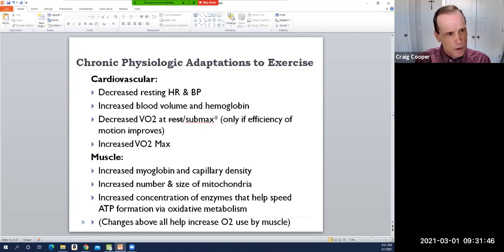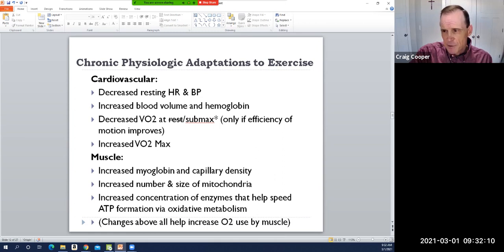So your VO2 shouldn't change at rest unless your body size changed. If I got a lot bigger, then I would need more oxygen at rest. If I lost a lot of weight, then I would need less oxygen at rest. If I lost 50 pounds, I have 50 pounds less weight to keep metabolically healthy. So that really doesn't change with training.